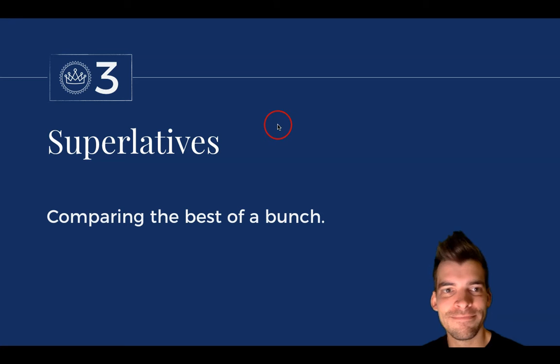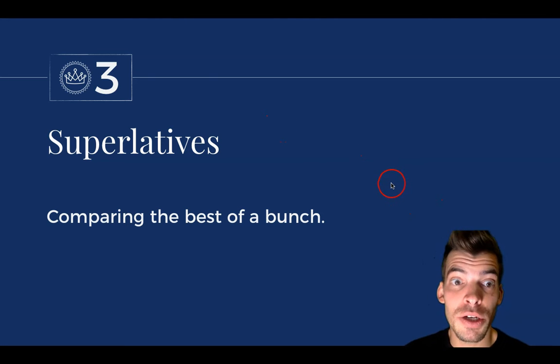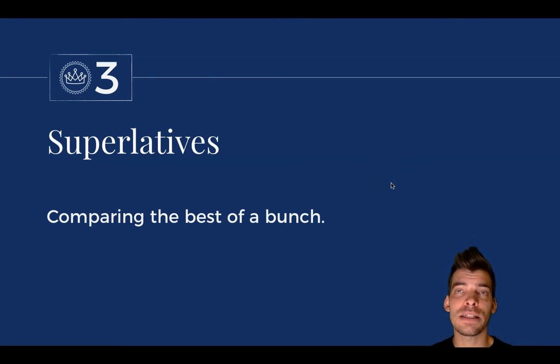English quick. Superlatives. Comparing the best of a bunch. So superlatives are saying, okay, this is a group of these things, and this one is the best one out of it. It's the grandest, it's the most fantastic. You can't beat it because it's the best.